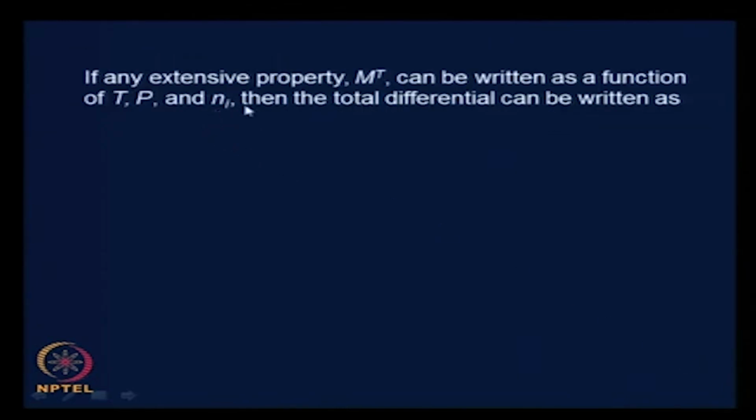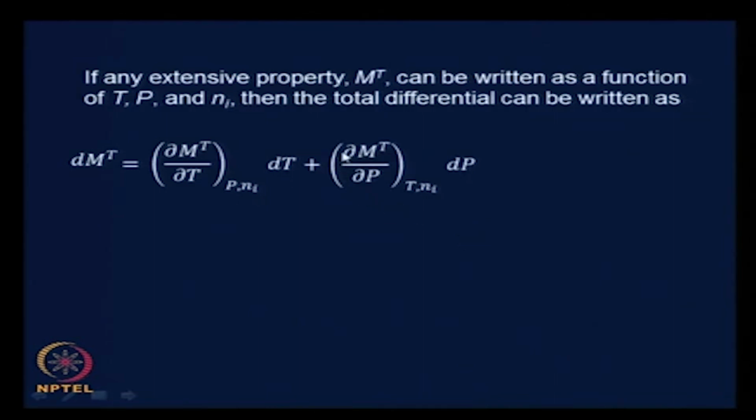If any extensive property can be written as a function of T, P and Ni, then the total differential can be written as, this is again an exact differential. Therefore, this is a state function, and you could write the total differential dMt equals (∂Mt/∂T) at constant P, Ni dT plus (∂Mt/∂P) at constant T, Ni dP plus the summation over i of (∂Mt/∂Ni) at constant T, P and Nj.